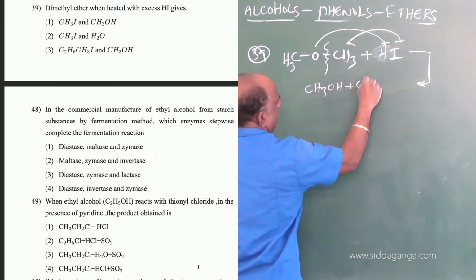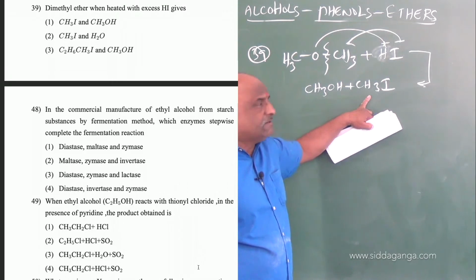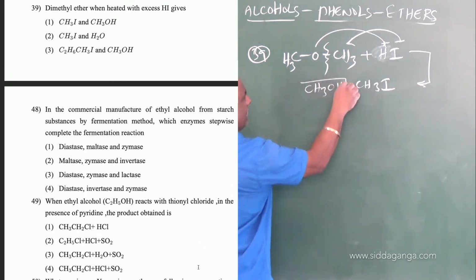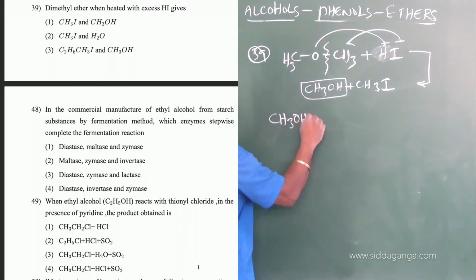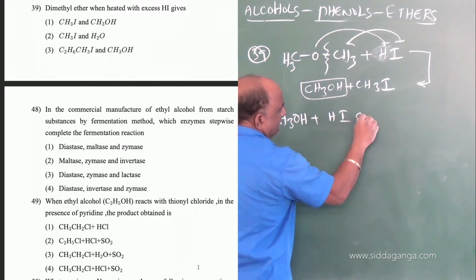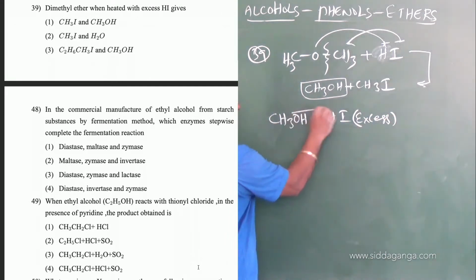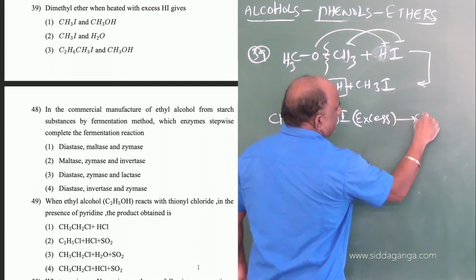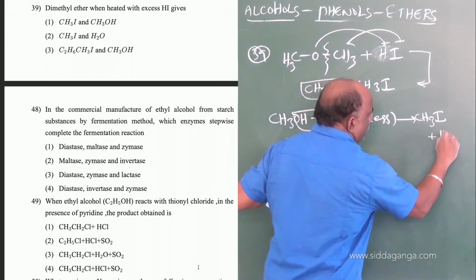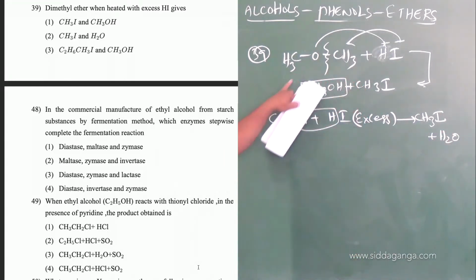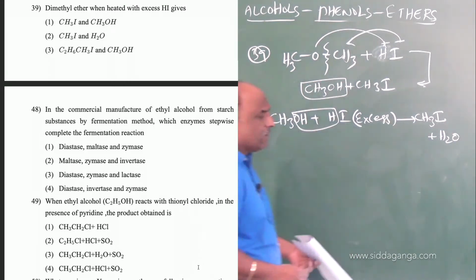CH3OH plus CH3I. This is step 1, and this compound is called methyl alcohol. Again this methyl alcohol, CH3OH plus HI, already we know this is excess of hydroiodic acid. Again you eliminate water from this, and we get the compound CH3I plus water. So by addition of these two reactions, we will get the final compound.